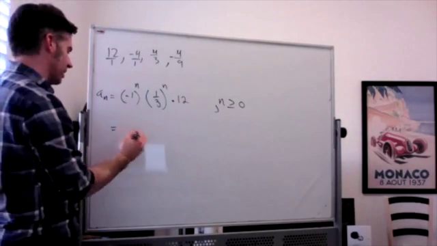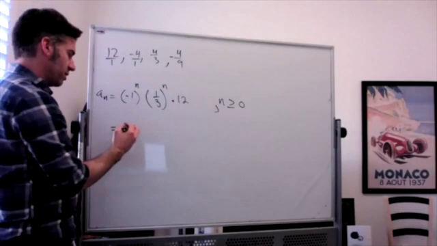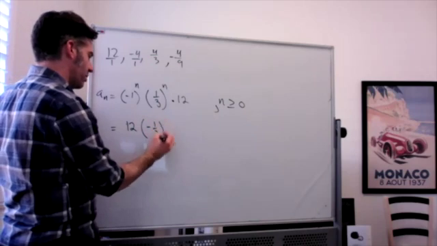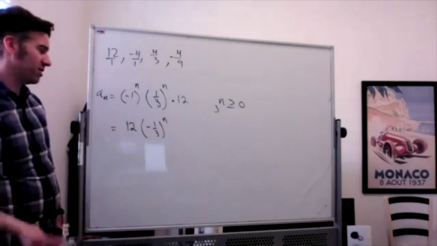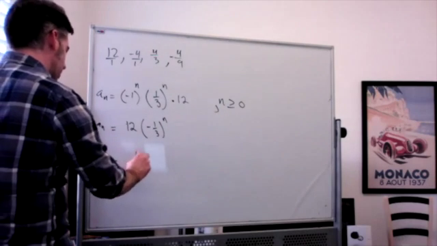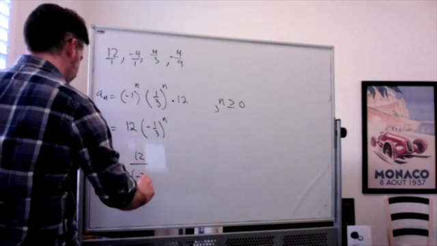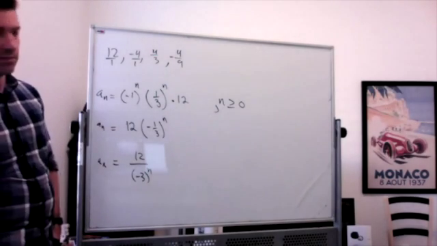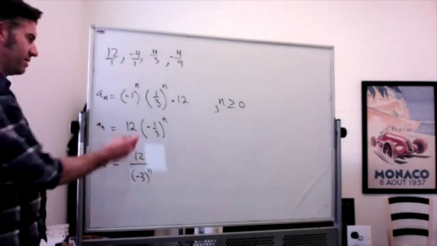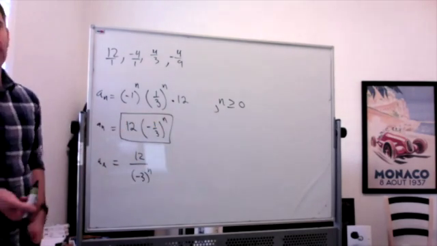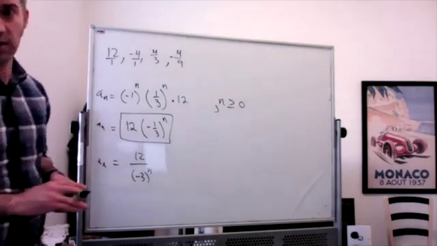I could probably write this slightly simpler. I could write this as 12 times -1/3 to the n, or if I wanted to go as compact as possible, I could even write it as 12 over -3 to the n. That would also work. But I think this form is kind of nicer because it's more typical of how you would actually write this.